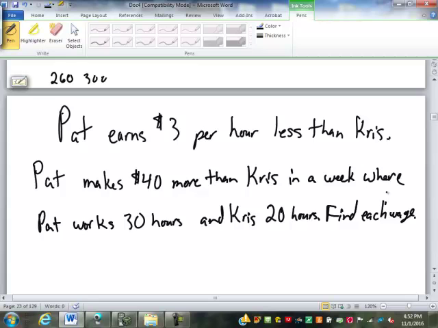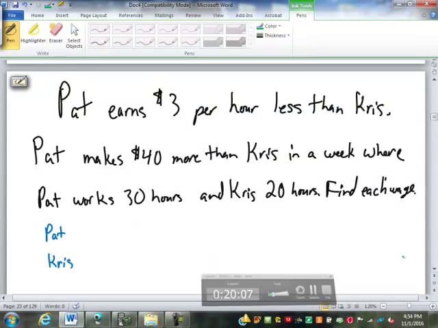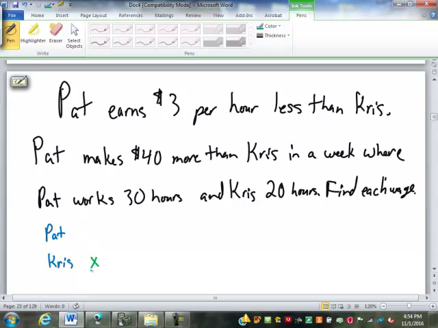See what you can find there. So I'm going to organize this one a little better than I did the last one. We're going to look at their wage. If we let Chris's wage equal X, what's Pat's hourly wage? Pat is $3 per hour less. It would be X minus 3. You may have done it the other way and let Pat be X. That's fine. It would work out the same.